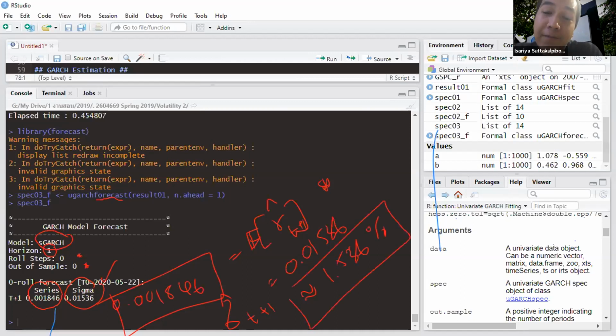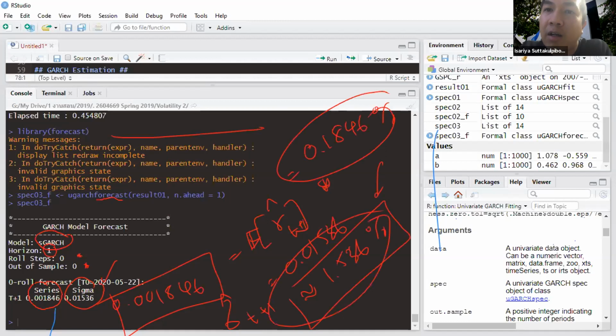If you now assume a normal distribution, you can make a lot of predictions. So you think that tomorrow the stock's return is going to be around 0.1846% on average, with a standard deviation of 1.5%. What you can do is draw a normal distribution with a mean of around 0.1846% and a standard deviation of 1.536%.